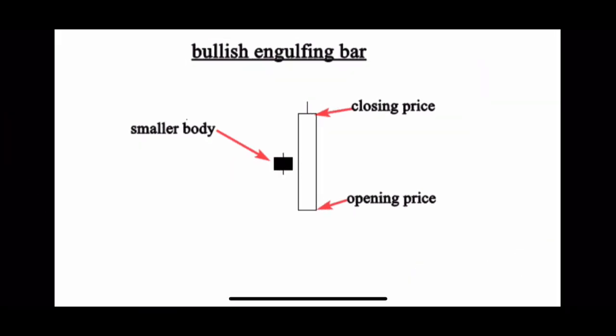The bullish engulfing bar consists of two candlesticks. The first one is a small body, and the second is the engulfing candle, as you can see in front of you. The bullish engulfing bar pattern tells us that the market is no longer under the control of sellers, and buyers will take control of the market. When a bullish engulfing candle forms in the context of an uptrend, it indicates a continuation signal. So keep that in mind.